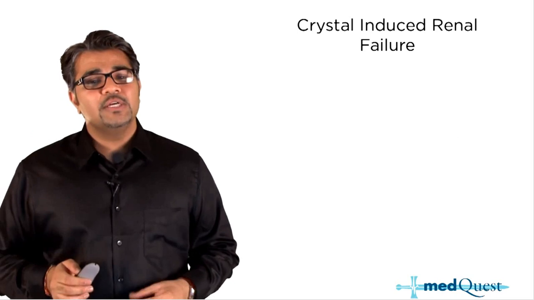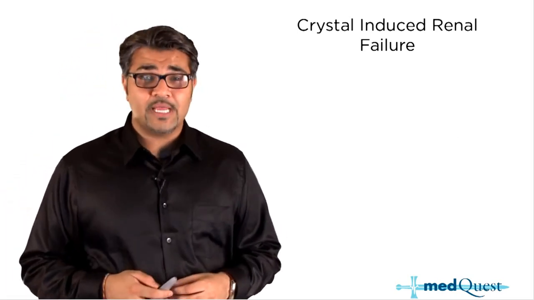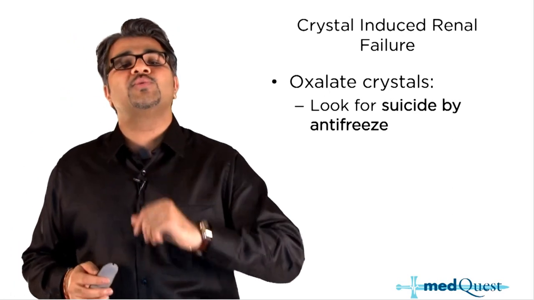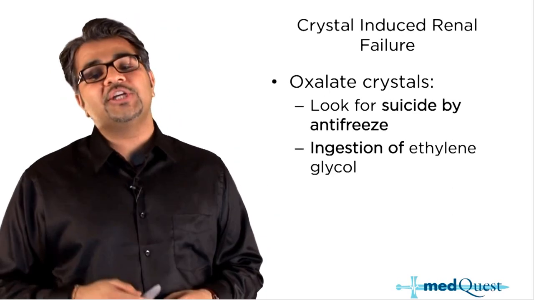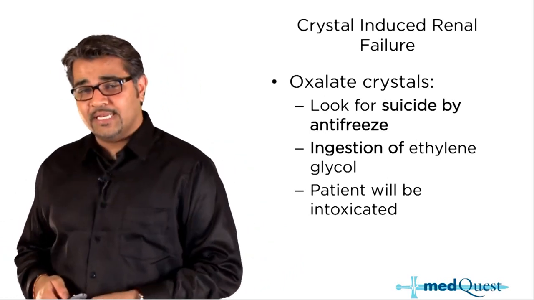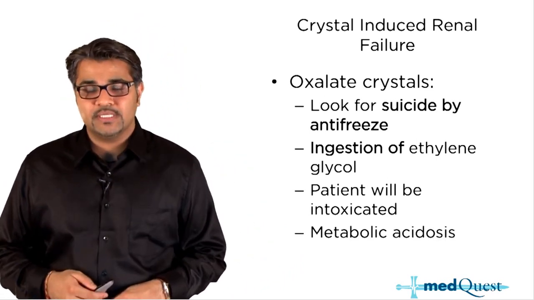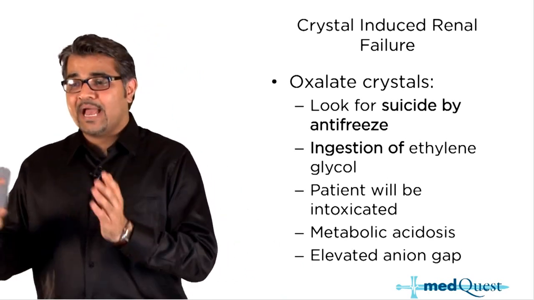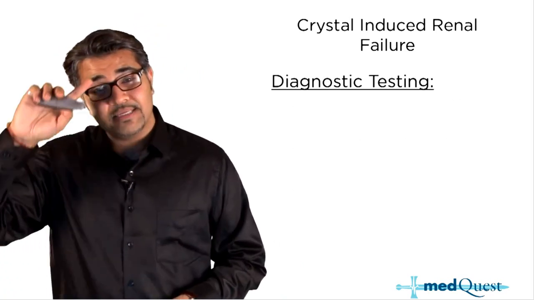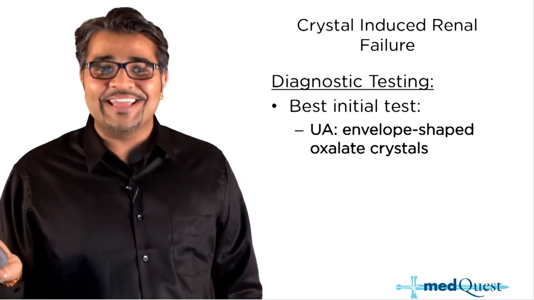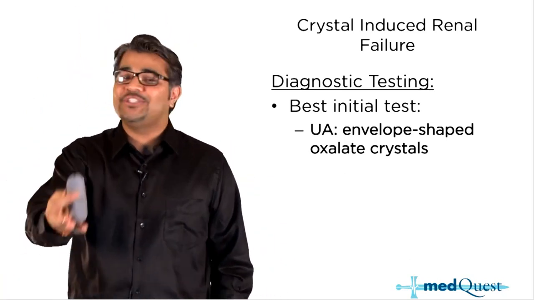Now let's move on to crystal-induced renal failure. Yes, we actually have crystals. We have oxalate crystals, so we want to look for suicide by antifreeze or ingestion of ethylene glycol. This patient will be intoxicated, and they're going to have metabolic acidosis and an elevated anion gap. Remember, it's an anion gap metabolic acidosis. Diagnostic test of choice for these people, the best initial, is a UA. That's right, we're doing nephrology, do a UA.